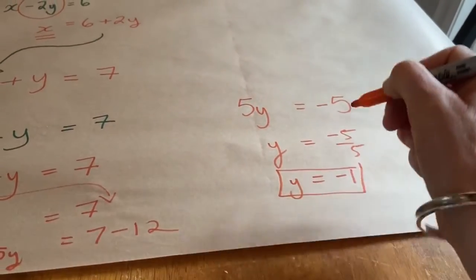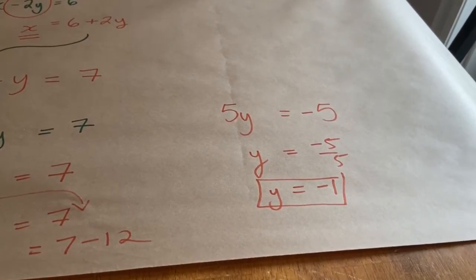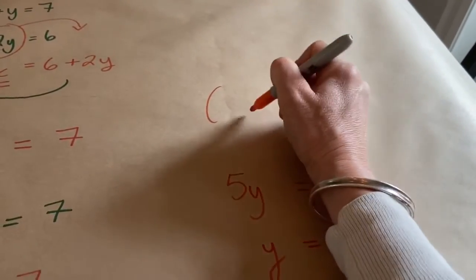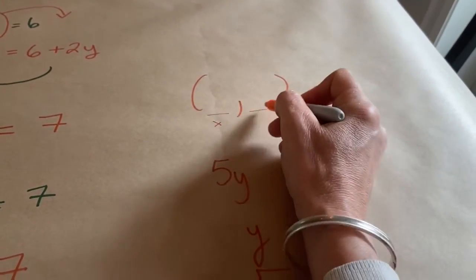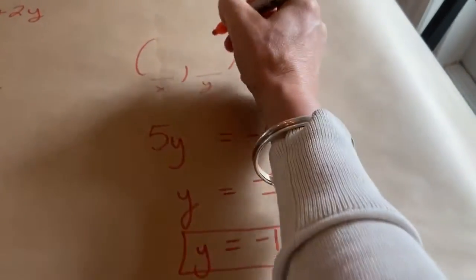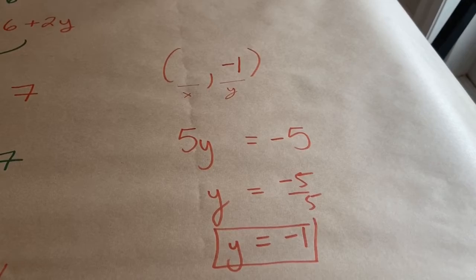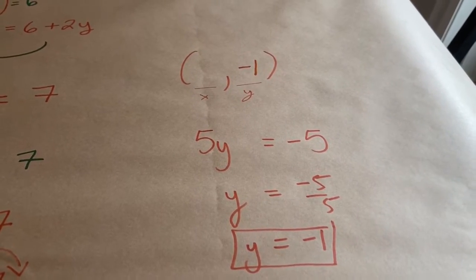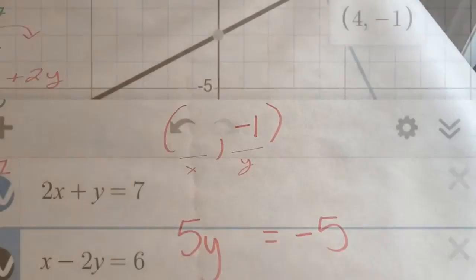Now, remember, our goal when we're solving systems of equations is to find the intersection point. And we know an intersection point has an x and it has a y. So we now know that at the intersection point, the y is equal to negative 1. Now, I'm going to stop this video and we're going to look back at what happens when I graph these two equations on Desmos. I want to see if my negative 1 for y makes sense.